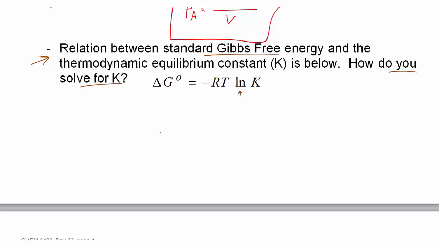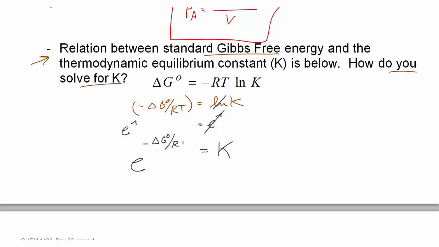Let's divide both sides by a negative RT first. So we'll have the standard Gibbs free energy divided by RT, and it's negative, equals the natural log of my equilibrium constant. Raise both sides to the e, right? Inverse functions, they'll cancel out. So all I'm left with is the thermodynamic equilibrium constant. And that's going to be e to the negative standard Gibbs free energy over RT.